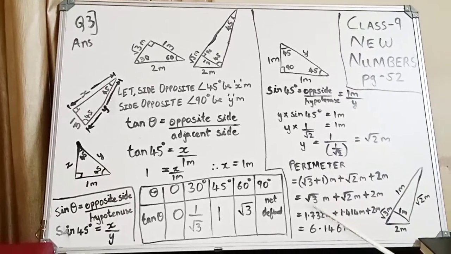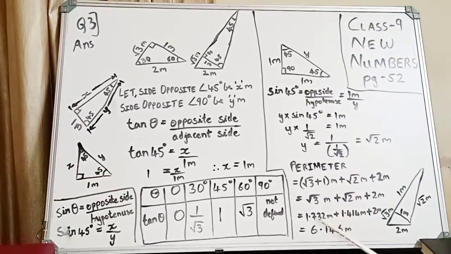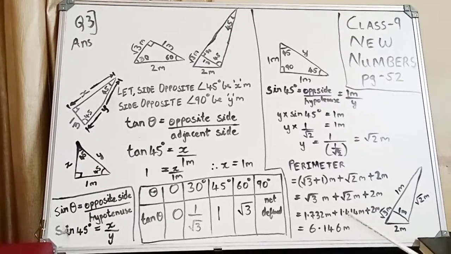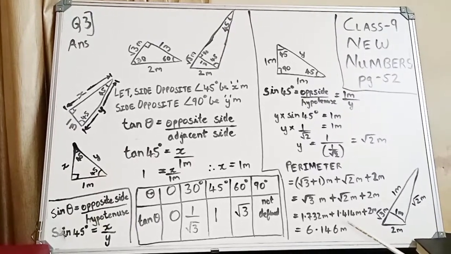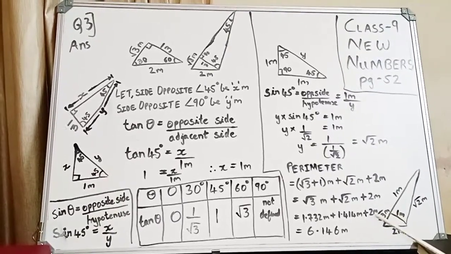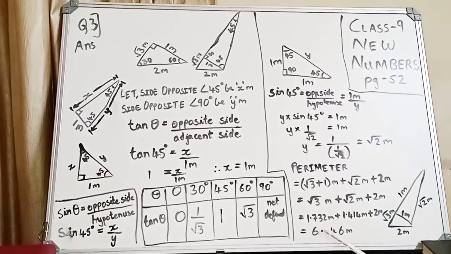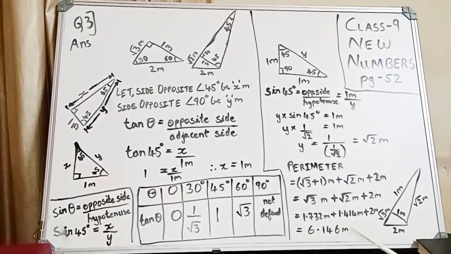If you add all this, root 3 you are already aware is 1.732 meter. Root 2 we had learned in decimal form, that is 1.414 meter, plus 2 meter. So if you add all of this, you will get 6.146 meter. That is the perimeter of this triangle.